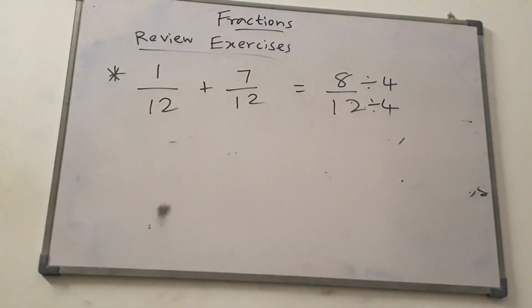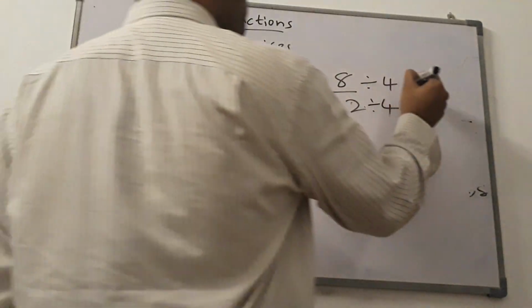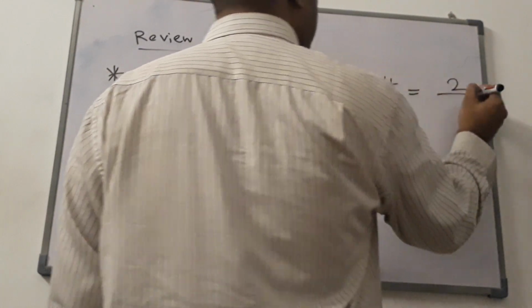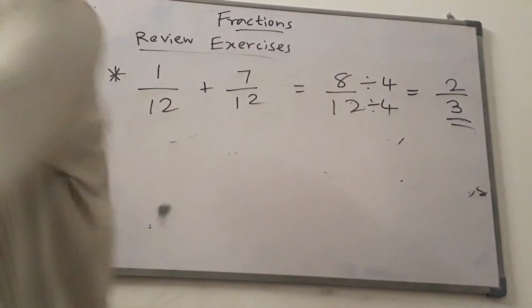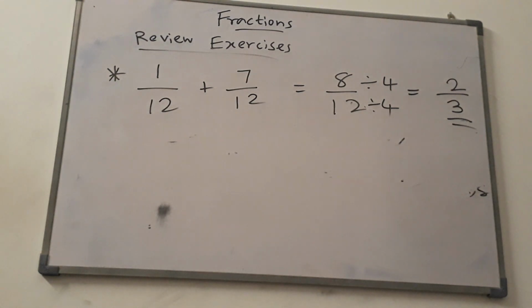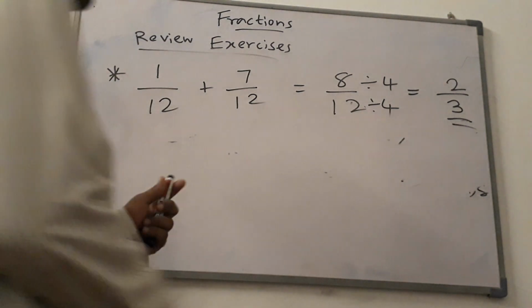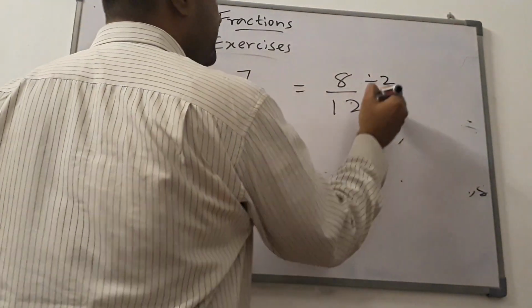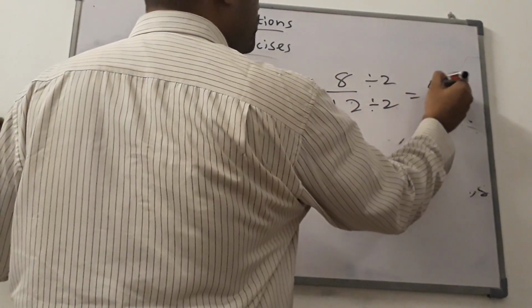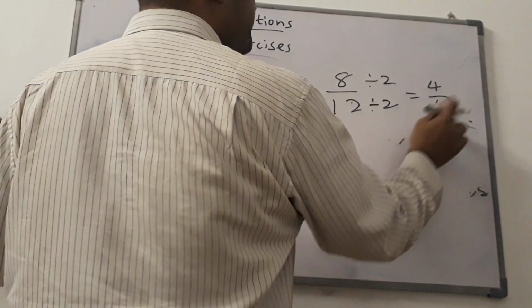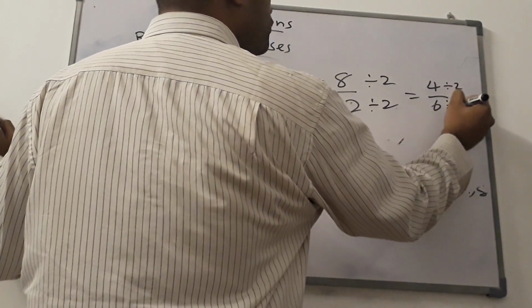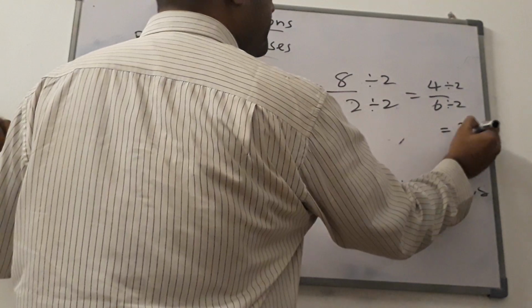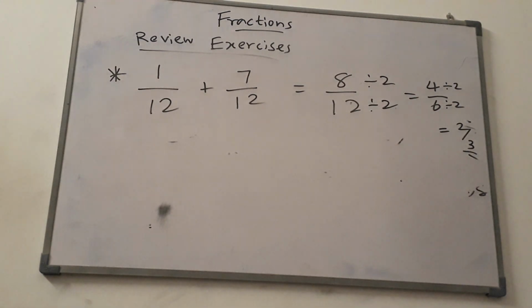So we can divide both by 4. I am not going to divide by 2, I am going straight to dividing by 4. 8 divided by 4 means 2. 12 divided by 4 means 3. More than that we can't simplify. 2/3 is the answer here. But if we divide by 2 first, we have to do more. 8 divided by 2 is 4, 12 divided by 2 is 6. Again we have to divide by 2, because 6 and 4 are also divisible by 2. So it will be 2/3 yet again. Next.